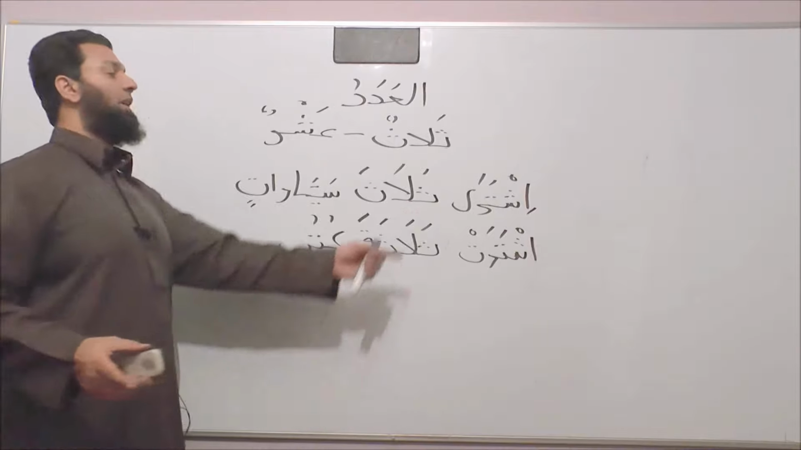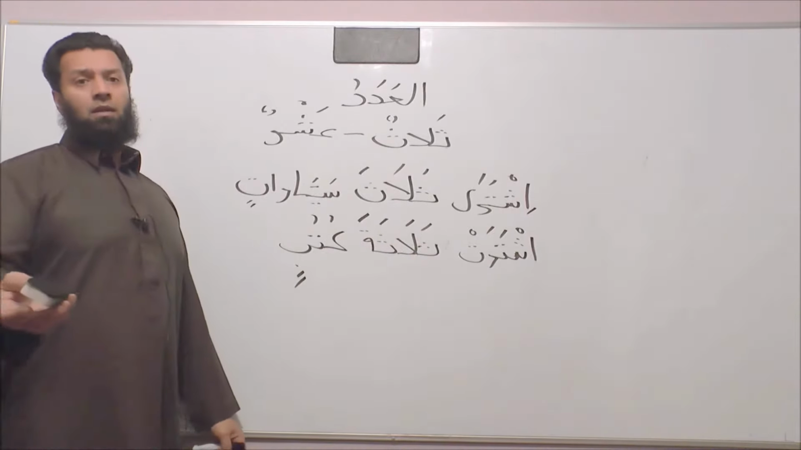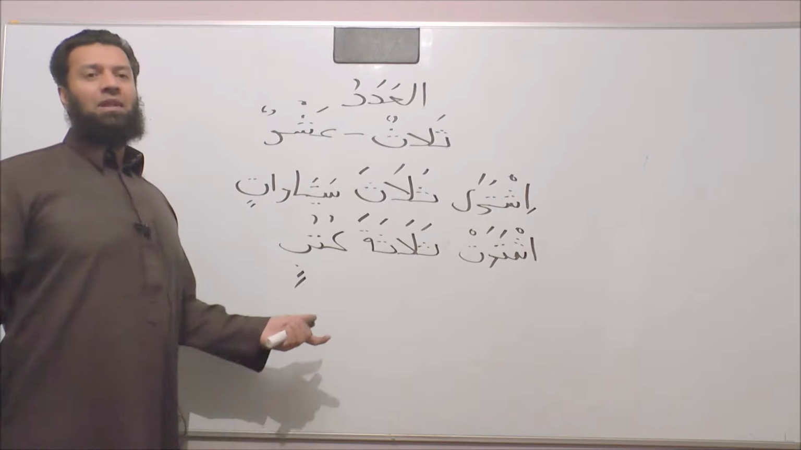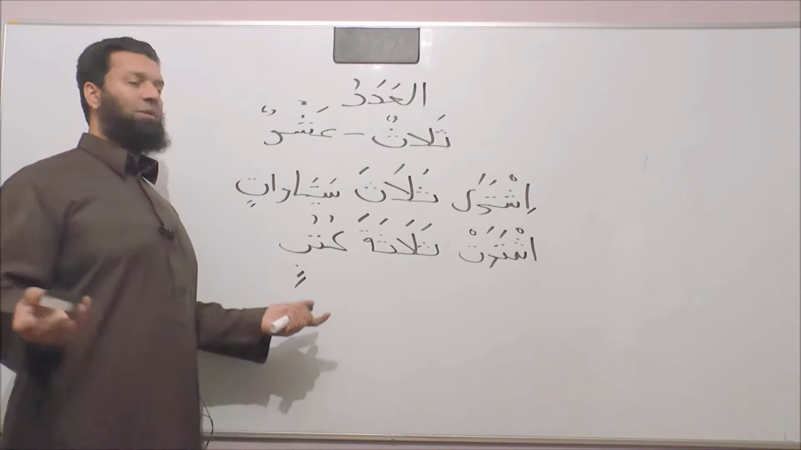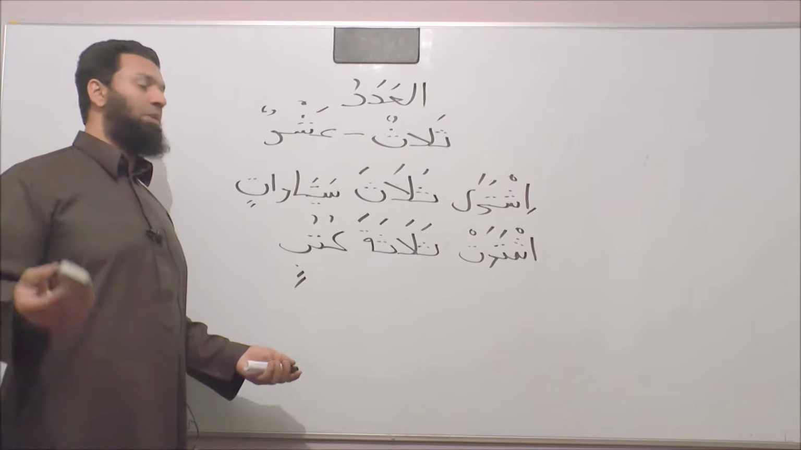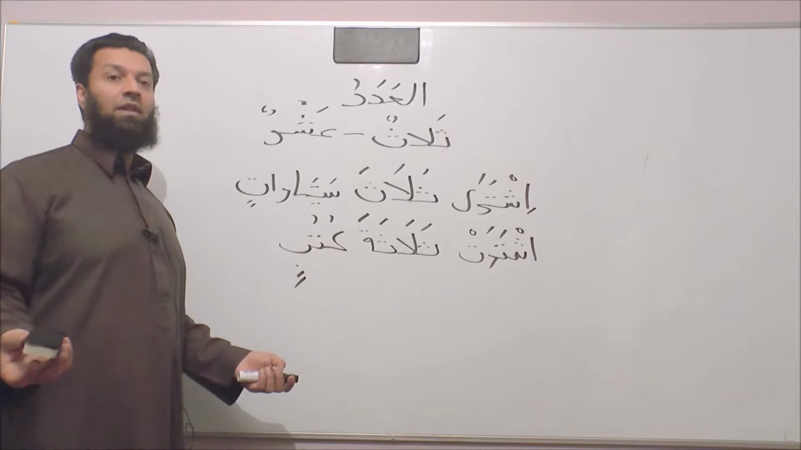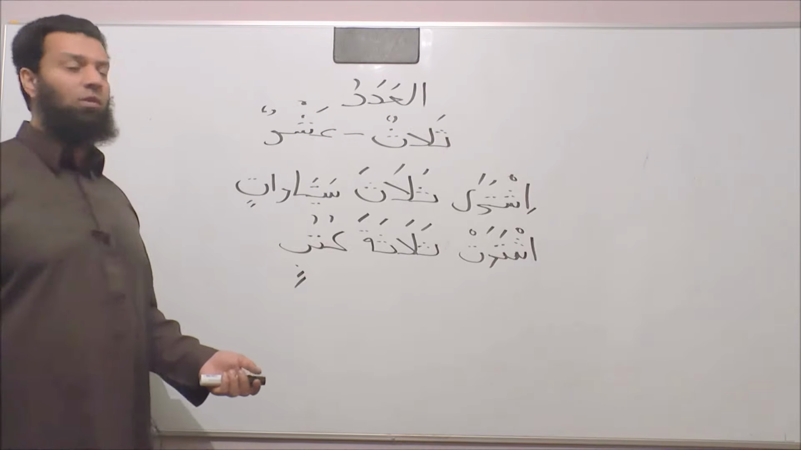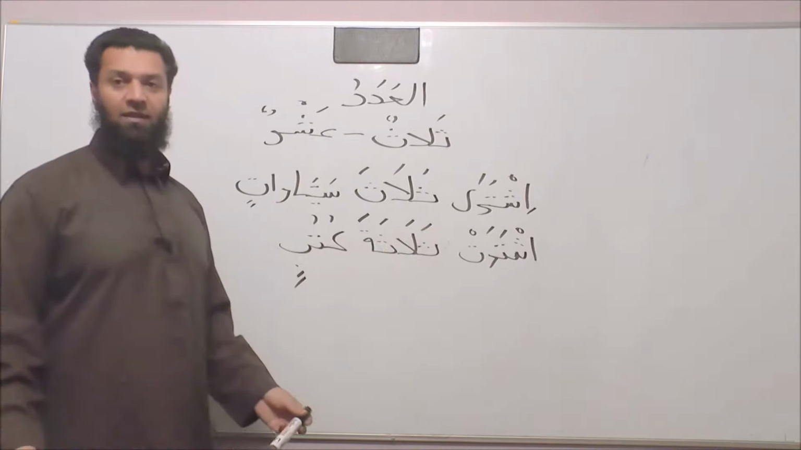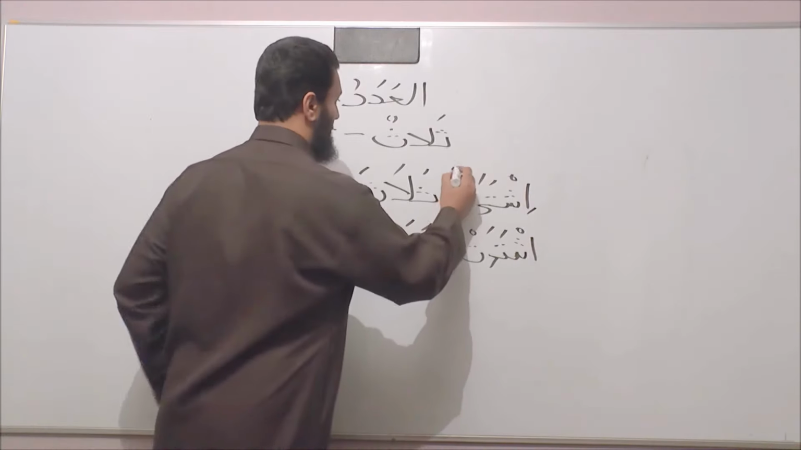Right. وفاعله, and its fa'il is? Single. What do you mean, single? فاعله, oh, it's ضمير هو. مستتر هو. تقديره هو. It's assumed to be huwa, isn't it, Arjan? Huwa.